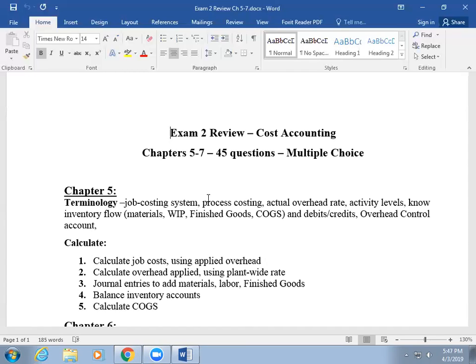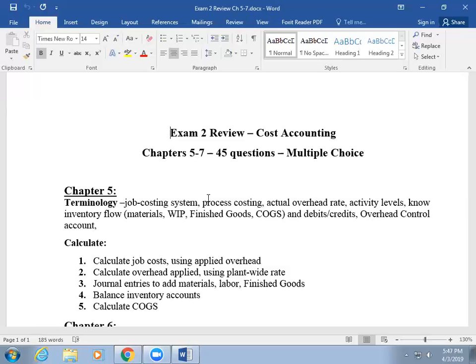Be able to calculate applied overhead using a plant-wide rate. That's a review from a previous chapter as well. You just take your budgeted overhead divided by your activity driver to get the overhead rate if they don't give it to you. And then you would apply it based on usually direct labor, right? Labor hours. So you want to review that.